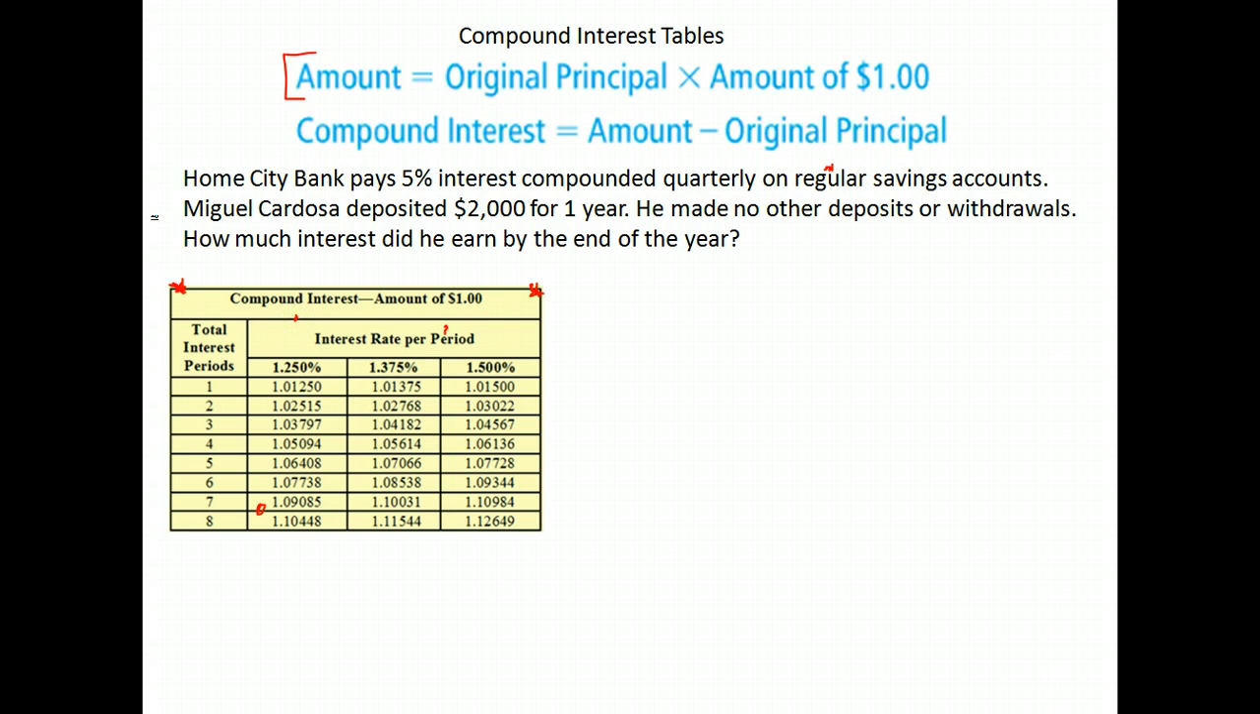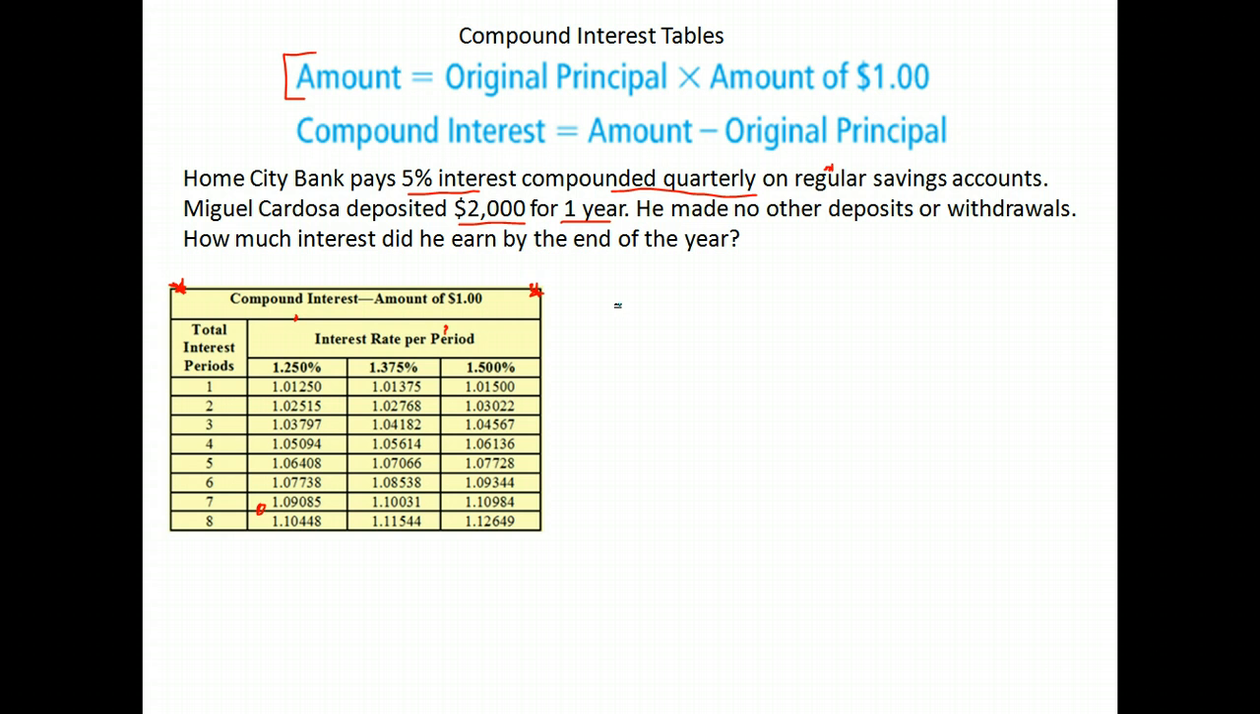It says that Home City Bank pays 5% interest and it's compounded quarterly and it's earned on a regular savings account. Miguel Cardoza deposited $2,000 for 1 year. He made no other deposits or withdrawals. How much interest did he earn by the end of that year?